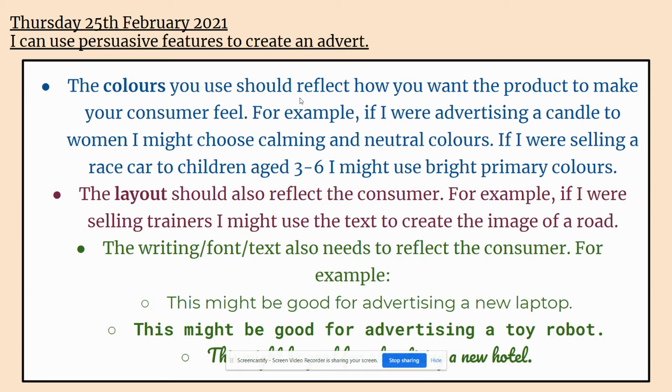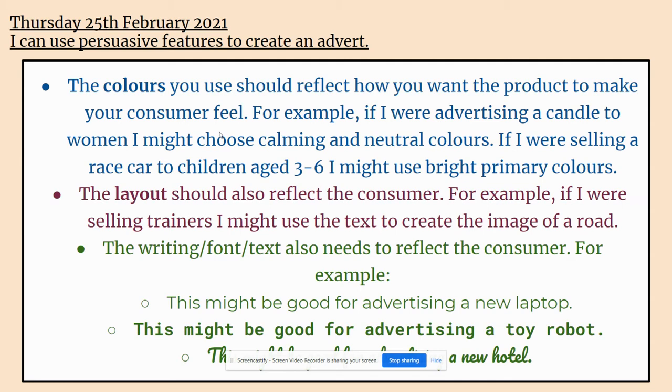So the colours should reflect how you want the product to make the consumer or the customer feel. For example, if I were advertising a candle to women, I might choose calming and neutral colours. But if I was selling a race car to children aged 3 to 6, I might use really bold and bright colours. The layout. This is how the pictures and words are presented on your poster. So the layout should also reflect the consumer.